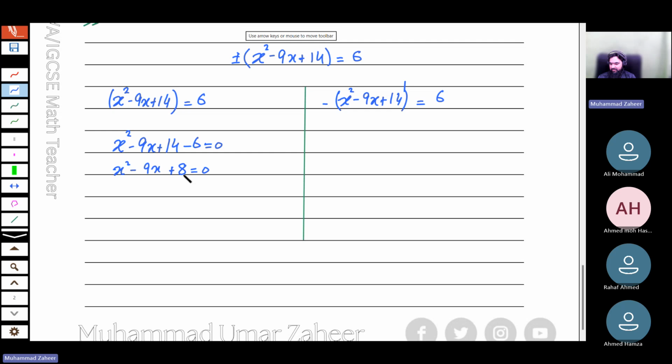We need 8 and the middle sign is negative 9. So we can break this value into minus x and minus 8x. Look here, if you add them, it will be minus 9. If you multiply them, it will be plus 8. Everyone, you know how to do the middle term breaking?